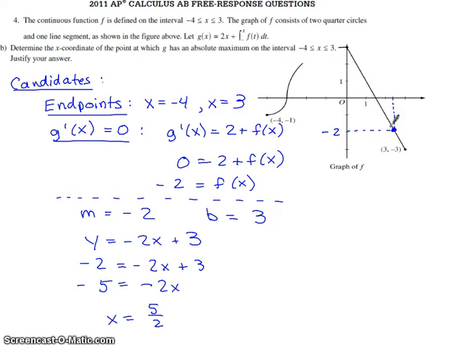So it increases until we get to 5/2, and then it decreases here. And that's another way that we could have more easily determined that we had the absolute max at 5/2. The derivative is always positive until 5/2, and then always negative after 5/2 until we get to 3. So either way you do it, we have an absolute max at the x value of 5/2.